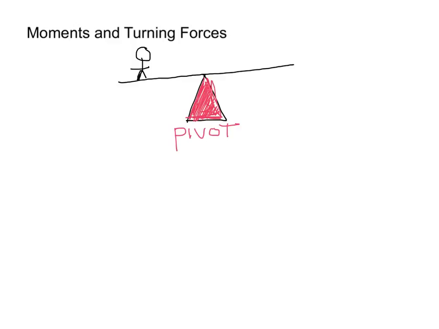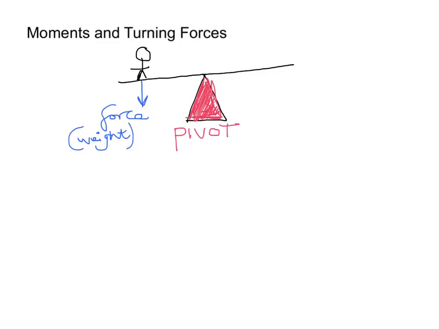Now that person, when they sit on that side, will apply a force. They'll be applying a force downwards. That'll be their weight, because that person has a mass, and because gravity is pulling them down, that will provide a force, and the force in this example will be a weight.